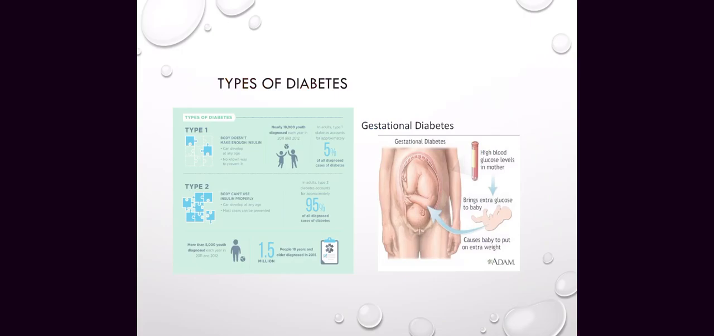Type 2 diabetes is the type in which the body doesn't use the insulin produced by the pancreas properly, and that increases the blood sugar above normal levels. About 90 to 95% of the people have this kind of diabetes.